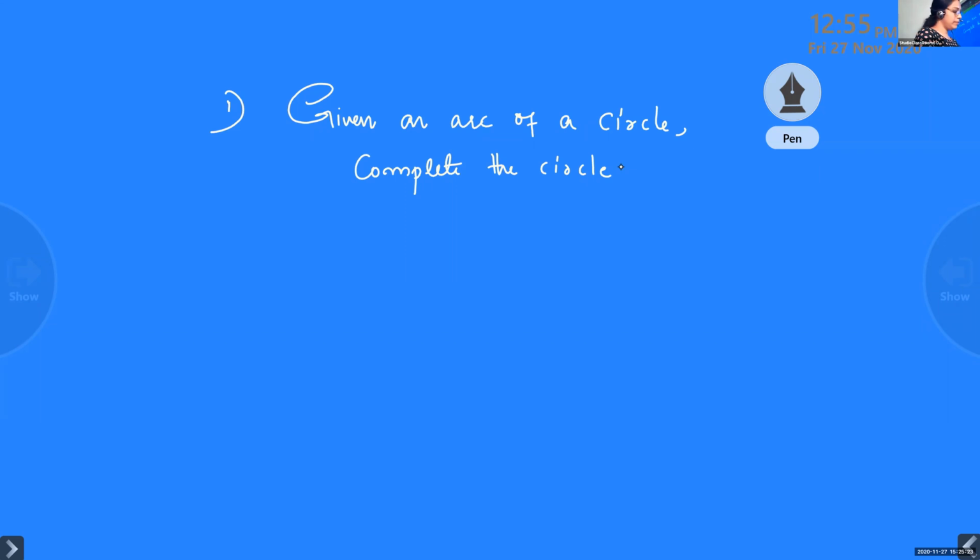See, children, this is our question. Given an arc of a circle. When you draw a circle, what all things do you need? What are the necessary measurements for drawing a circle? Radius. Here radius is not given. Center is not given. You are given just an arc. Okay, children, you have to find a method to complete the circle. You cannot simply take your compass and draw it.